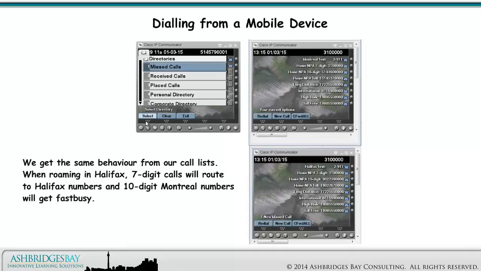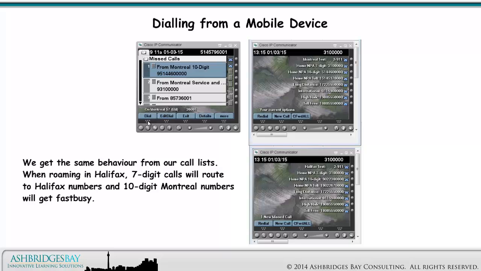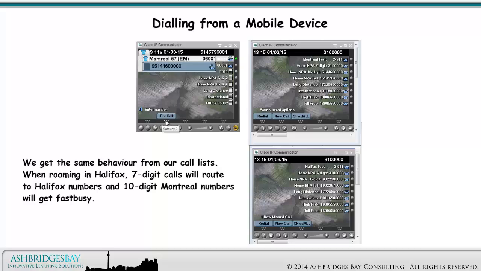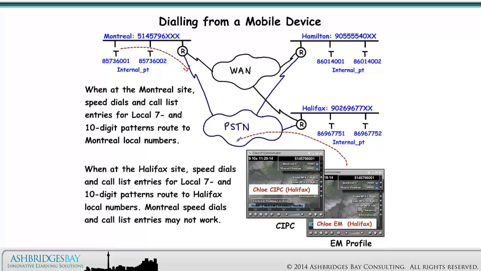We get the same behavior from our call lists. When roaming in Halifax, 7-digit calls will route to Halifax numbers, and 10-digit Montreal numbers will get fast busy. When at the Montreal site, speed dials and call list entries for local 7 and 10-digit patterns route to Montreal local numbers. When at the Halifax site, speed dials and call list entries for local 7 and 10-digit patterns route to Halifax local numbers. Montreal speed dials and call list entries may not work.